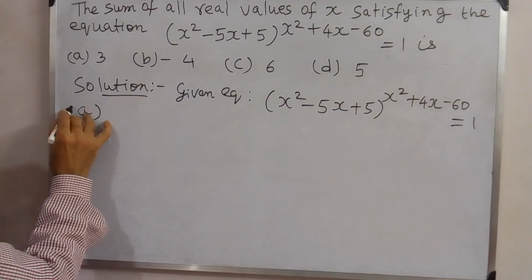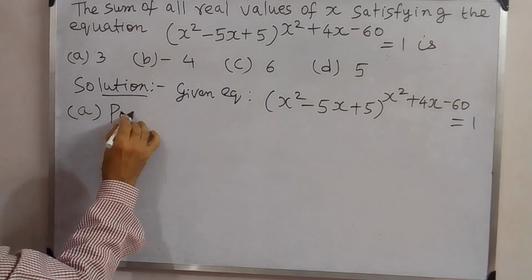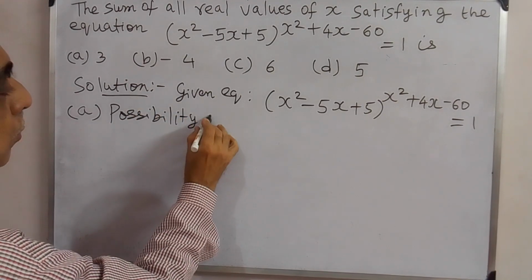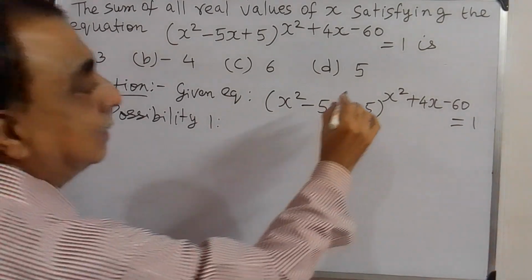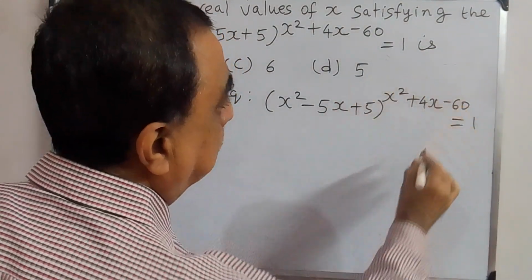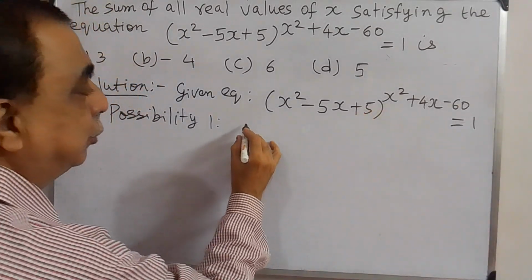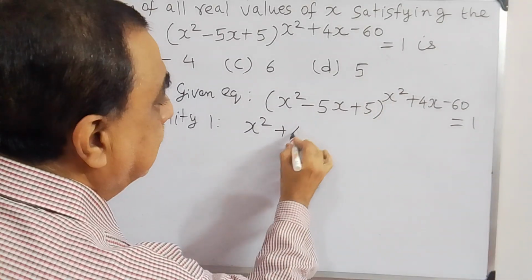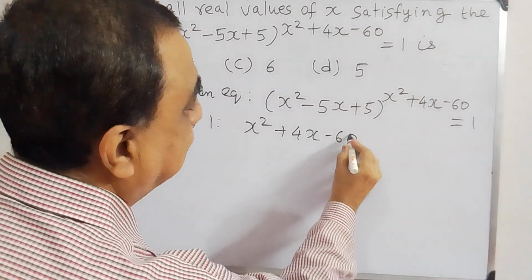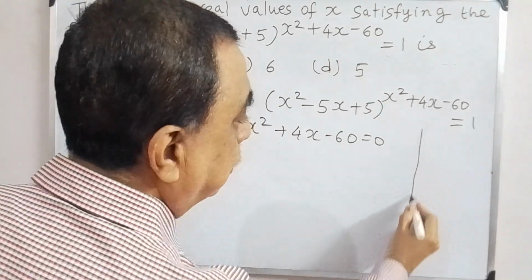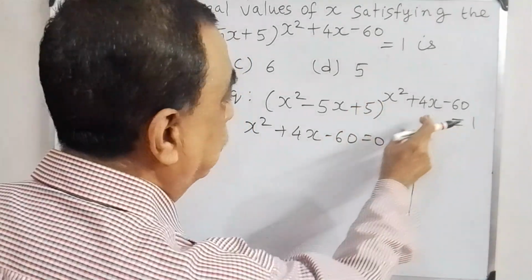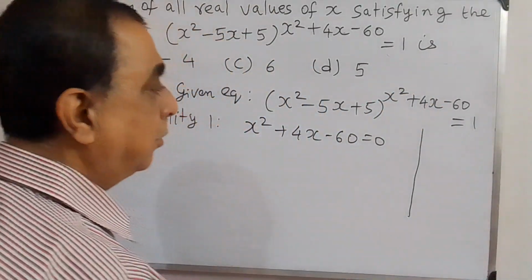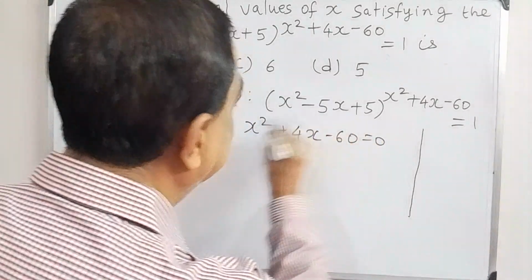So now possibility 1. Possibility 1 is that the index, the power, is equal to 0. So we are equating the power to 0: x squared plus 4x minus 60 equals 0. If the power is 0 for any base, its value will always be 1. Now solve this quadratic equation.